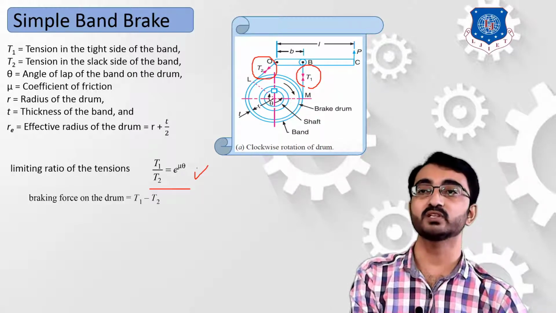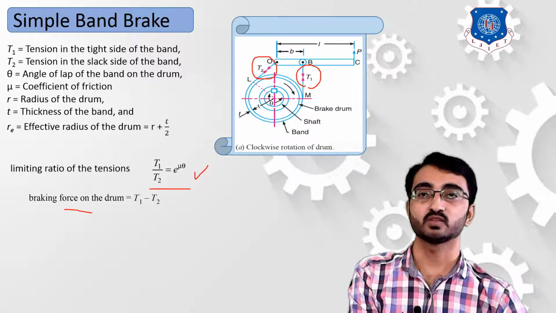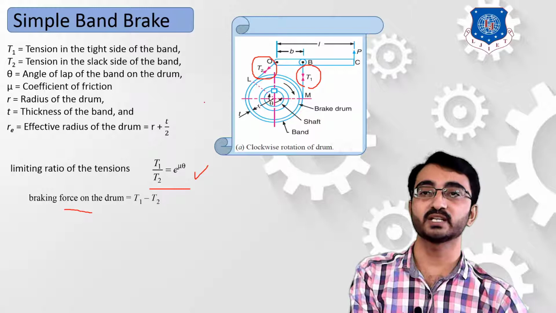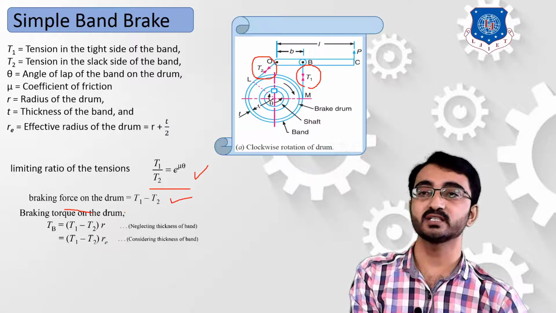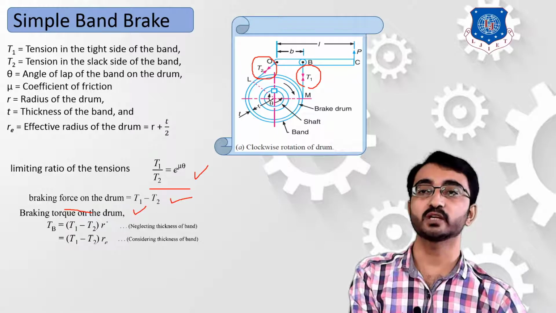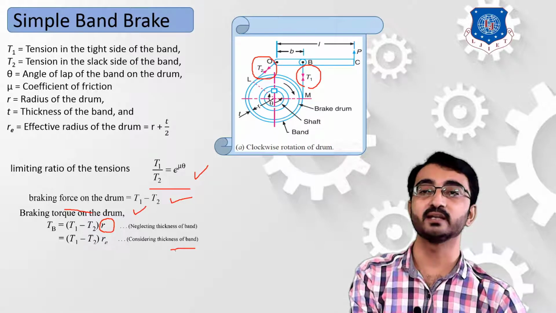Now the second equation is the braking force which is applied on this brake. Over here we have to consider that T1 is the maximum and T2 is the minimum, so that's why we consider T1 minus T2. Now the third equation, the braking torque, is again force into radius. So braking torque is equal to T1 minus T2 into your radius. If you consider a regular object, then it is r, and if you consider the thickness of this band, then in that case you have to use this effective radius term.